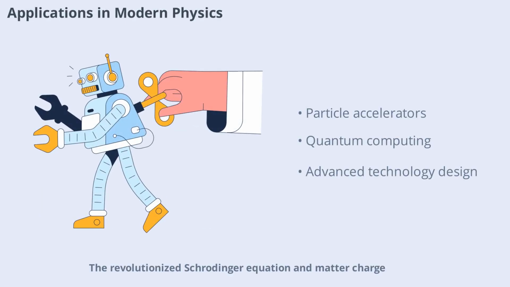The revolutionized Schrödinger equation and matter-charge evolution have practical applications in modern physics. From particle accelerators to quantum computing, these theories inform the design and operation of advanced technologies. By understanding the interplay between charge and wave behavior, engineers and scientists can develop more efficient and powerful systems.